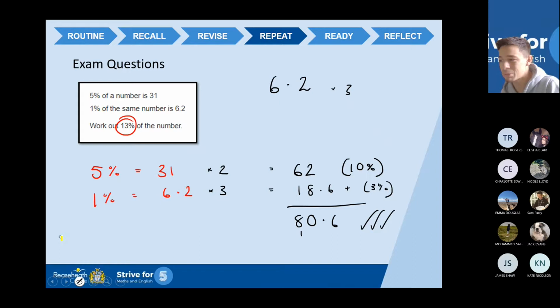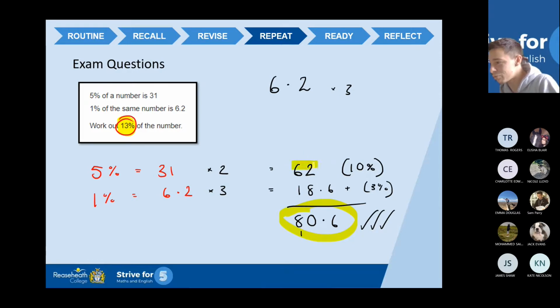Because it actually gives you some of the information already, and it catches students out because it ruins your flow. Because normally you've got a set routine, find 10%, find 5%. So when this has already been given to you, you're like, hang on a second, what am I doing here? But yeah, try and pick up from where they started you off on, okay? But 80.6 is my final answer.